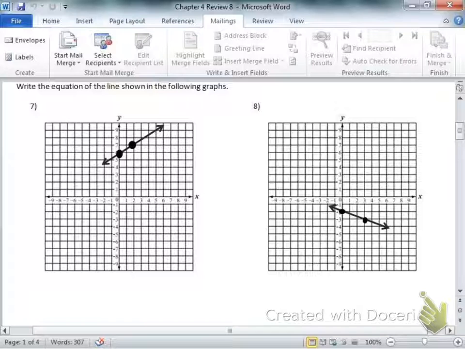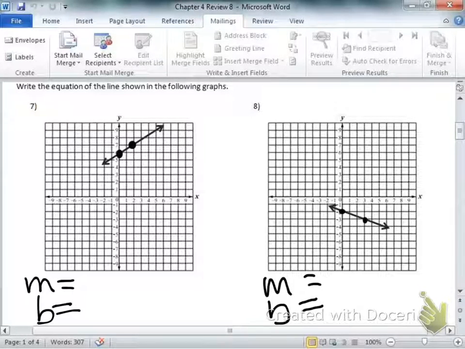Same process on 7 and 8, except I don't give you the information. You have to find it. So we have to find m and b on both of these. To find m, we do rise over run. So we're going up 1, right 2. So the slope is 1/2, and the y-intercept is 6. So this is going to be y equals 1/2 x plus 6.